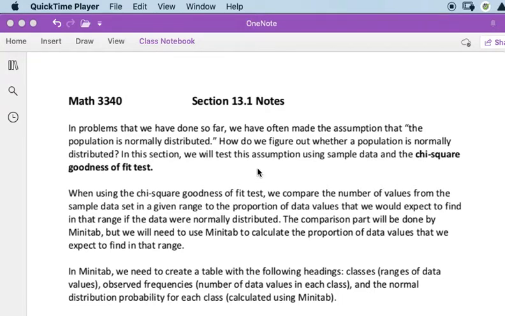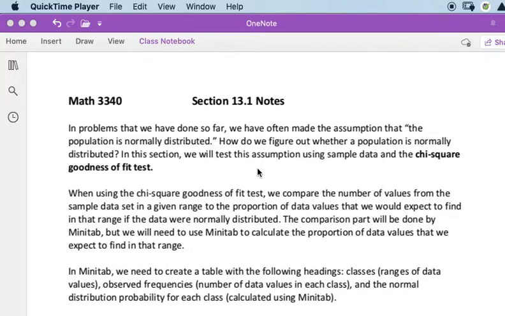In this video for section 13.1, we're going to talk about something new called the chi-square goodness of fit test. What we're using the chi-square goodness of fit test for is to test whether a distribution follows something like a normal or a binomial distribution. In a lot of problems that we've seen so far, we have made the assumption that the population is normally distributed. But how do we know that we can make this assumption? That's what we're going to look at here.